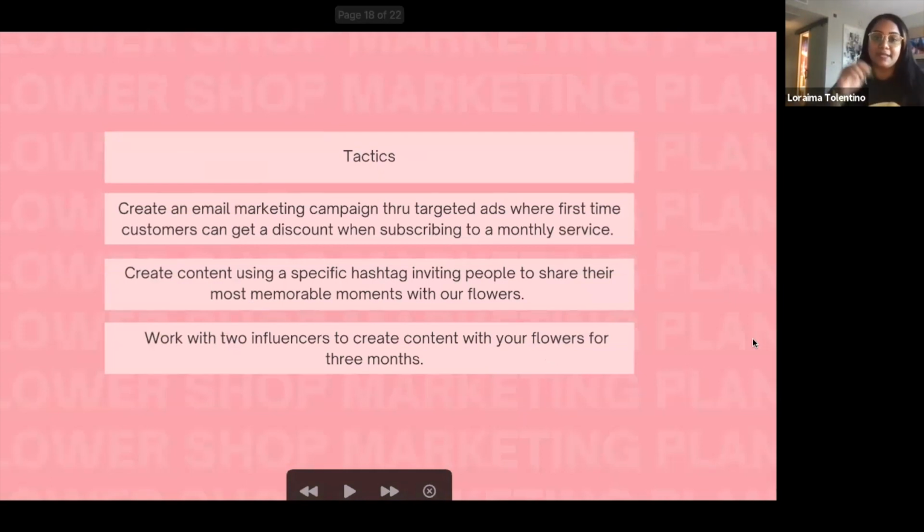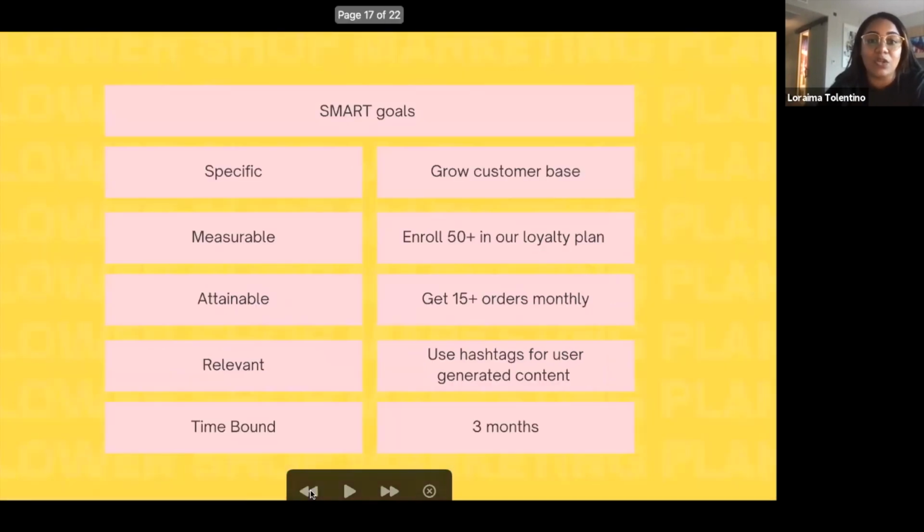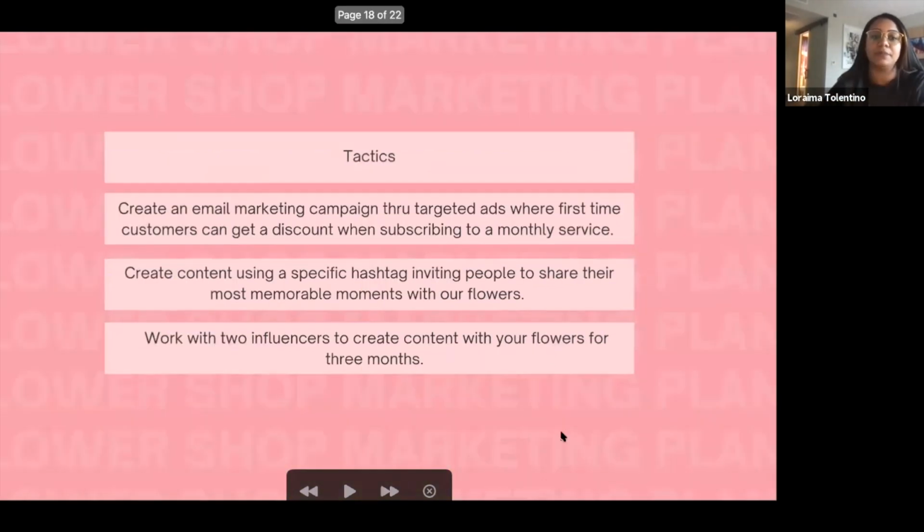So these are the tactics. The first tactic is to create an email marketing campaign through targeted ads where first-time customers can get a discount when subscribing to a monthly service. So with this first tactic, we're touching growing a customer base, enrolling people on our loyalty plan, getting more orders, and the time bound that we were talking about.